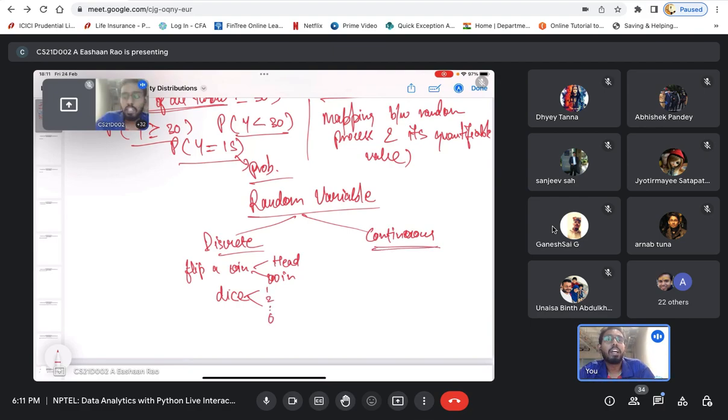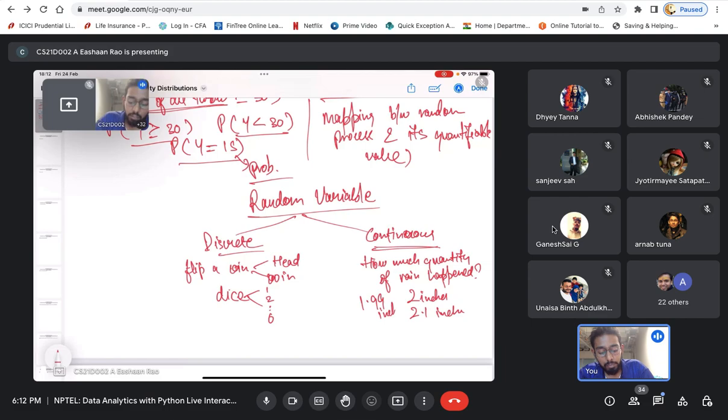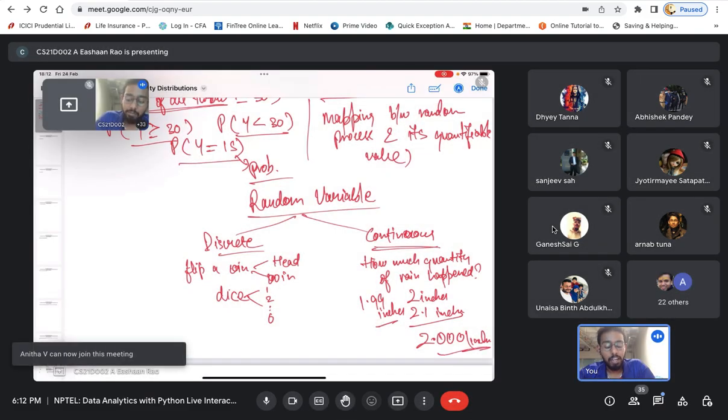But a continuous variable will be like, for example, how much quantity of rain happened today, tomorrow, doesn't matter. Here you may say 2 inches, or you may say 2.1 inches, or 1.999 inches of rain happened. All these are valid values. Even if you say 0.0001 inches, this is still a valid value. So a continuous variable is something where you can't list it out.